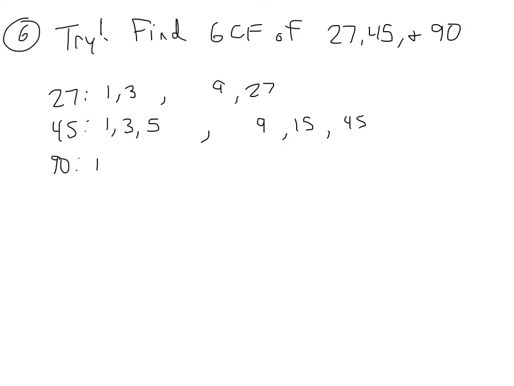Okay, so what about 90? Well, 1 times 90 gets you 90. 2 times 45 would get you 90. Okay, 3, ooh, that should be a 3 there. 3 times what? 30 would get you 90. 4, no. 5, yeah. 5 times what?